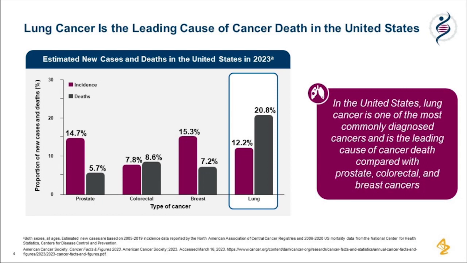Now, as we're all well aware, lung cancer is the leading cause of cancer death in the United States, right? It's one of the most commonly diagnosed cancers, and it results in the leading cause of death compared to prostate, colorectal, and breast cancers. If we look at our graph here, you'll see that the incidence of lung cancer is about 12.2%. However, the death rate is almost 21%.